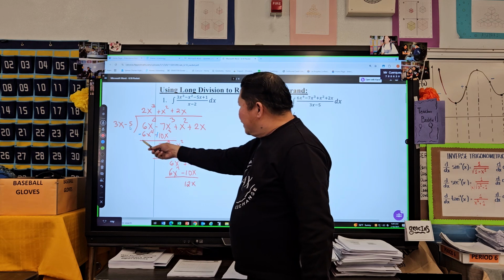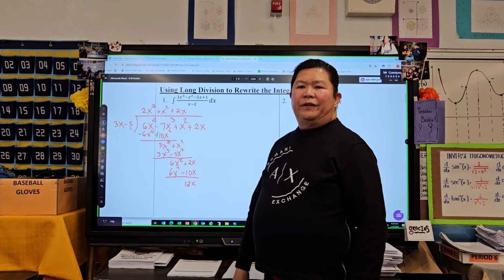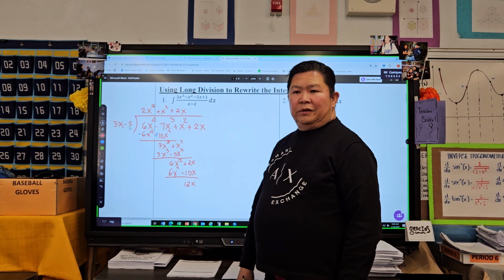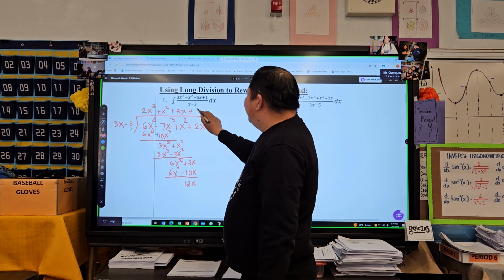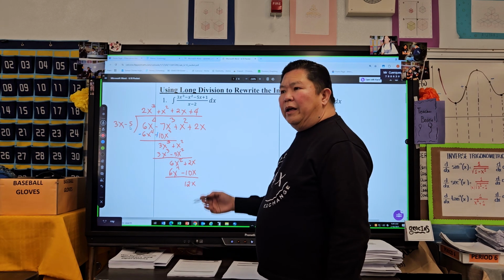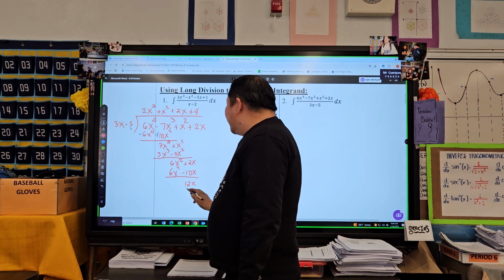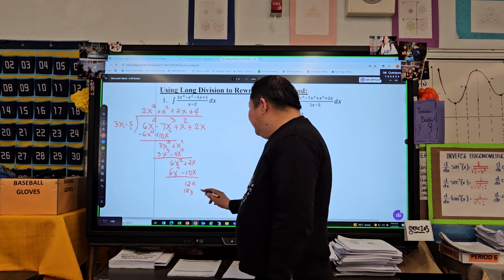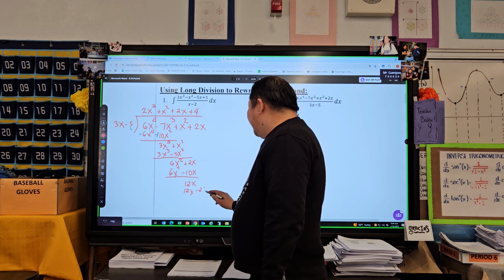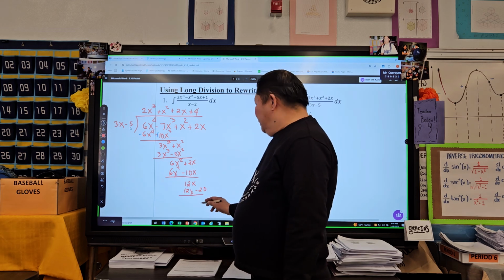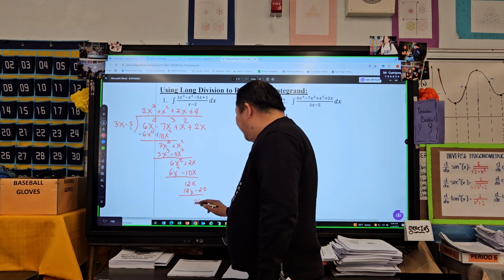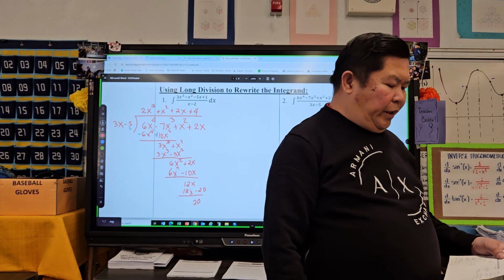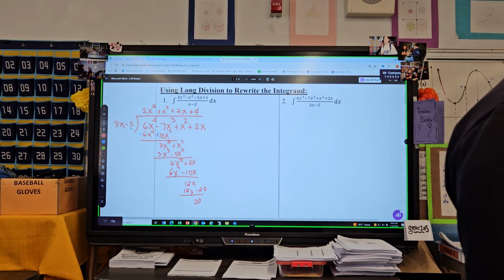$12, and this is 3. Plus what is 12 divided by 3? 4. So we say plus 4. Okay? 4 times 3x is 12x, and then negative 20. So therefore, our remainder is 20 as the remainder.